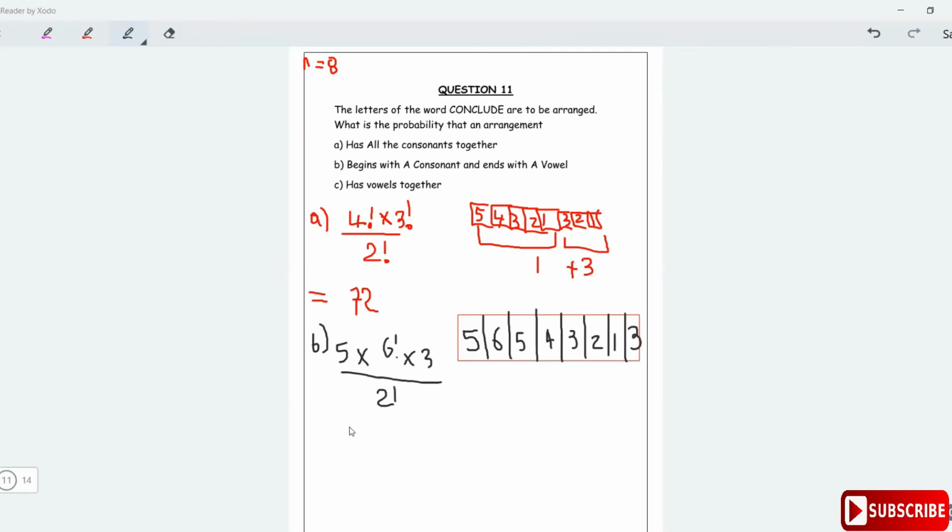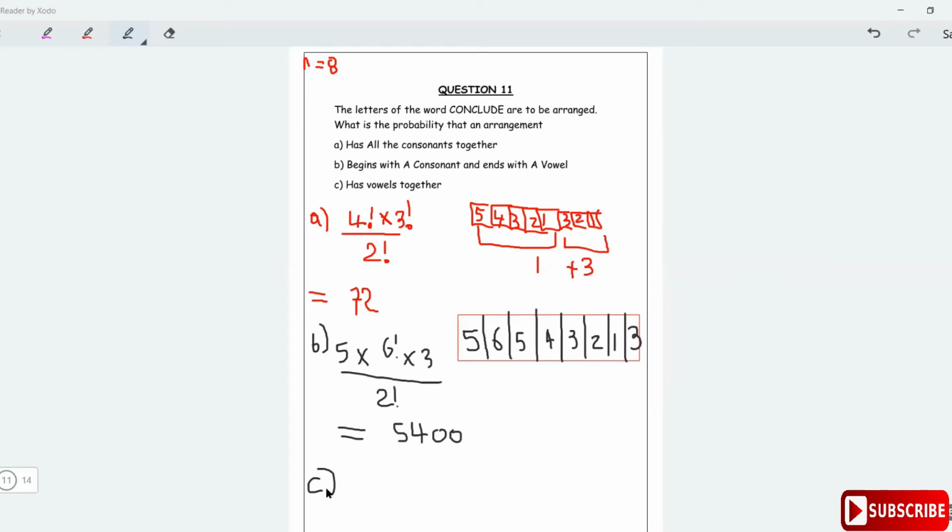We work this out, and let's check it on the calculator right here. It's going to be 5 times 6 factorial times 3, all being divided by 2 factorial. We work that out. That is 5,400 ways. 5,400 ways.